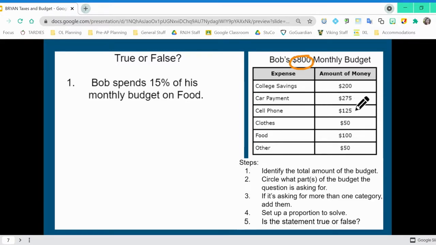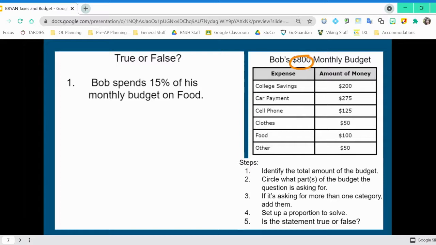His cell phone, he pays $125 a month. Clothes, he budgeted $50 a month. Food, $100 a month, and other, anything else random that he needs to pay for fits in the other category, and that is also $50 a month.